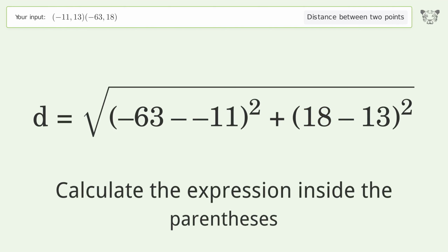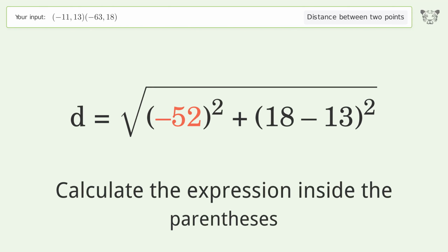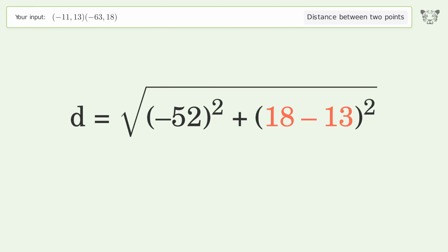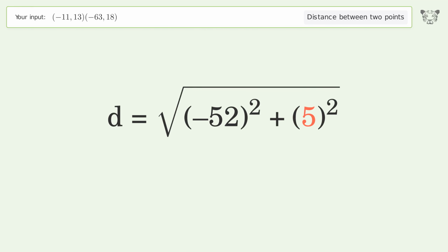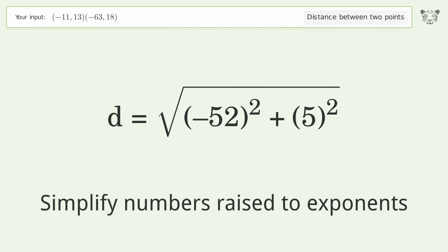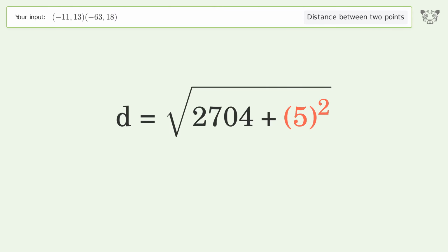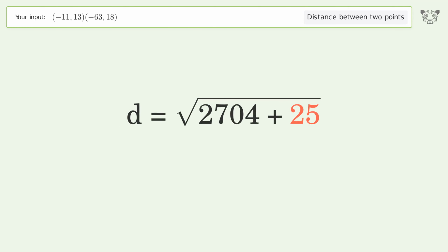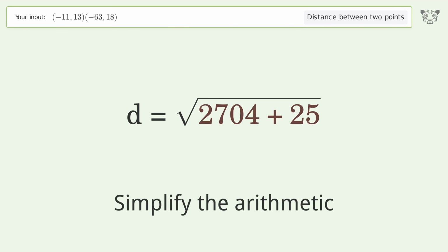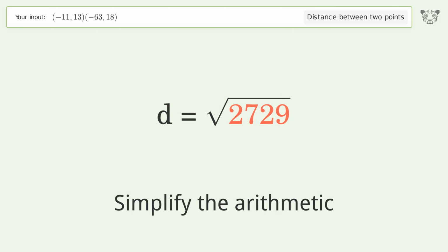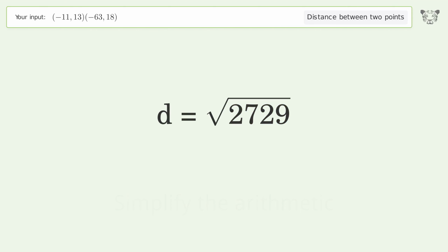Calculate the expression inside the parentheses. Simplify numbers raised to exponents. Simplify the arithmetic. And so the distance between the 2 points is the square root of 2,729 or 52.24.